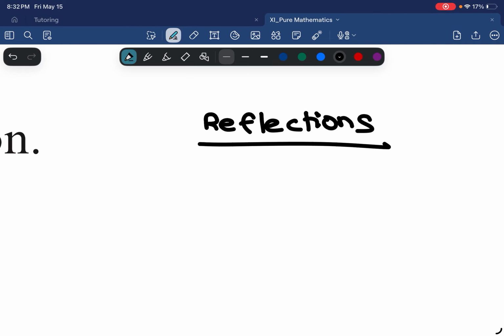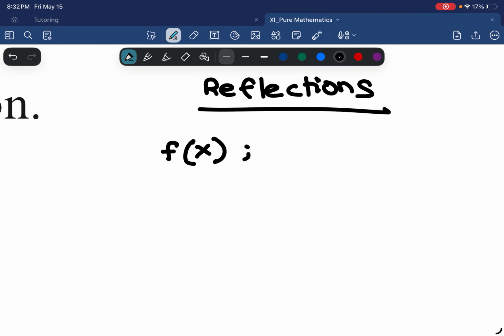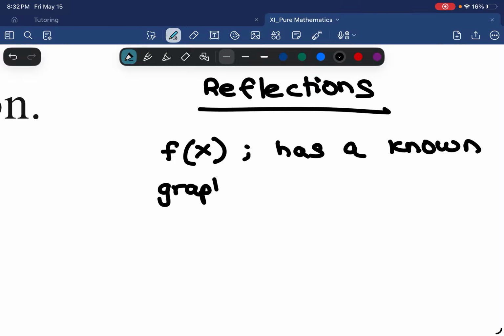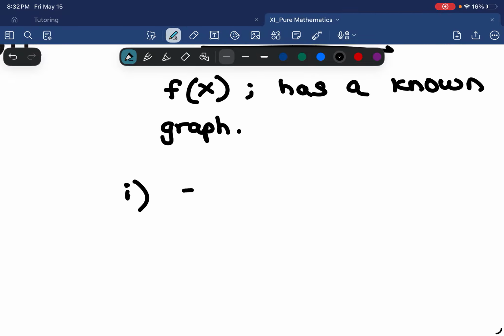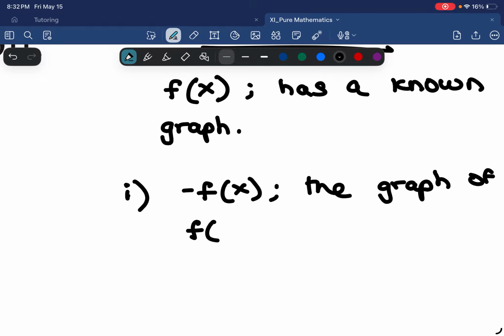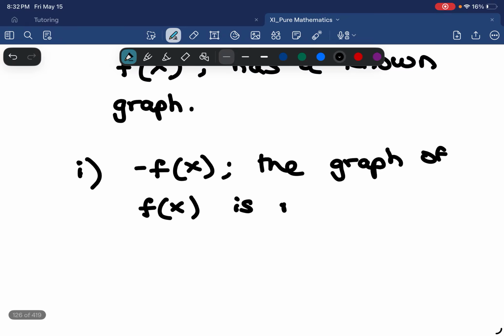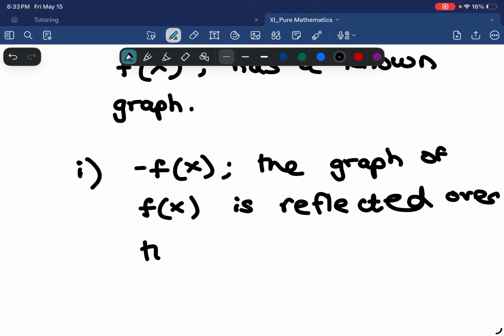So if you know the graph of f of x, if you know the graph has a known graph, right? So suppose f of x is a function and this has a known graph. So if you do minus f of x, then the graph of f of x is reflected over the x-axis. And let's visualize, right?